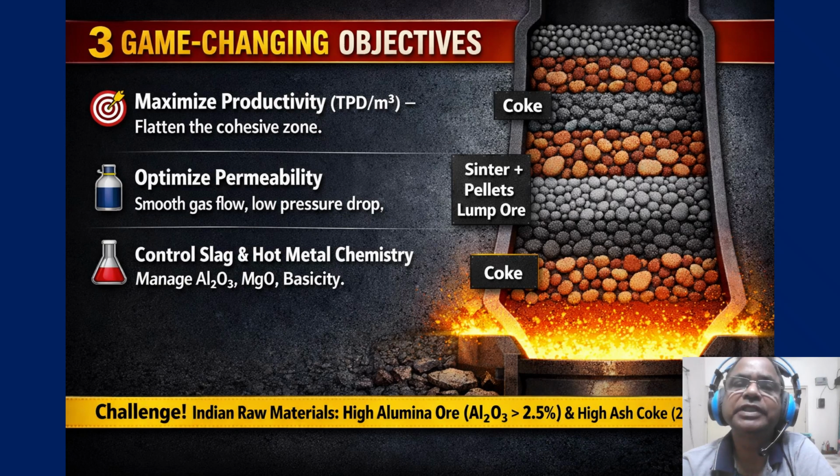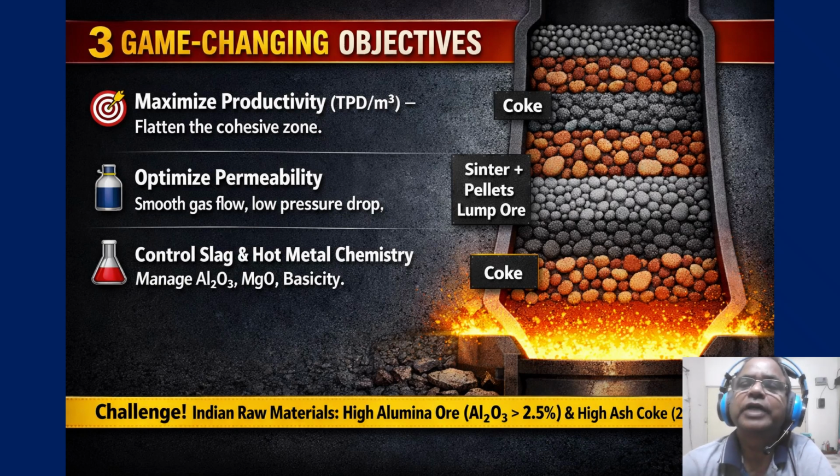Therefore, our three key objectives in designing any burden are, first, to shape the cohesive zone for maximum productivity, second, keep gas flowing smoothly to avoid hanging, and third, engineer a slag that's fluid enough. So remember, a poor burden structure leads to low production, high fuel rate, and a very unhappy furnace.